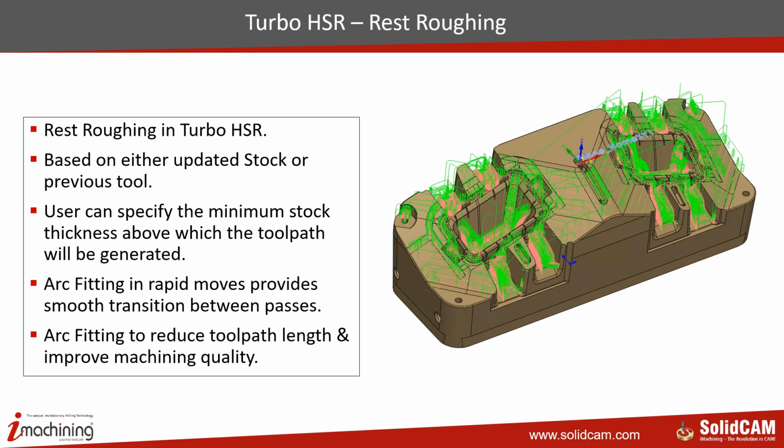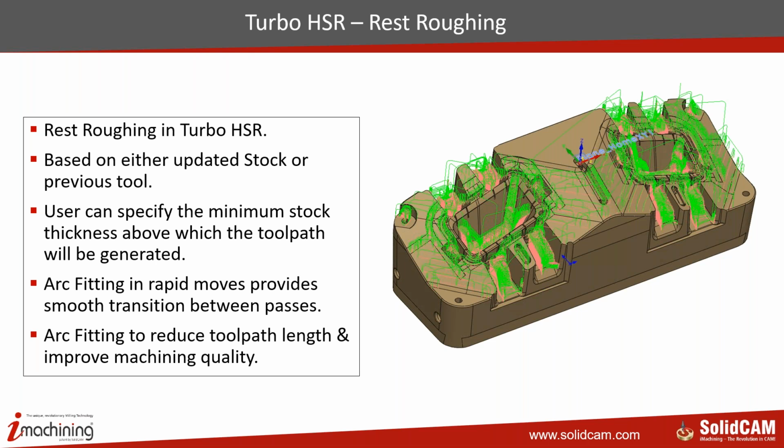You can have arc fitting, and arc fitting is possible both in the toolpath as well as on the rapid areas. And the rapid area arc fitting provides for much smoother motions when you're machining on the machine, whereas the toolpath arc fitting allows you to generate much shorter toolpaths.